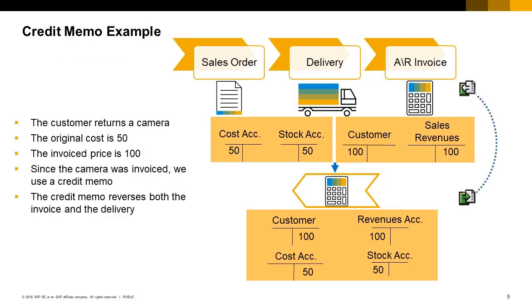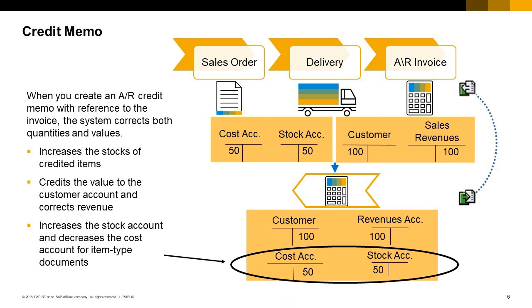In our business example, the customer is disappointed in the performance of the camera they ordered. So they have decided to return the camera. Our item cost for the camera was 50. The camera was invoiced at the price of 100. Since the camera had already been invoiced, we had to use a credit memo to process the return. The AR Credit Memo reverses both the invoice posting and the delivery posting.